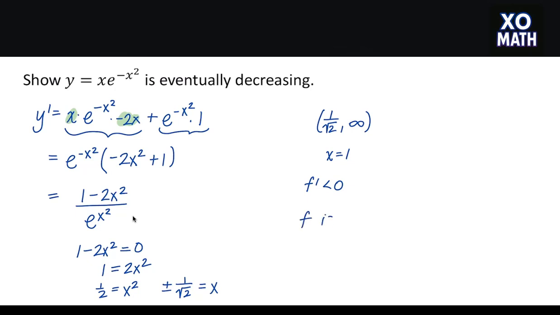So f is decreasing eventually. So from 1 over radical 2 to infinity. And so we can write x in that interval, or x values greater than 1 over rad 2. Of course, that's rad 2 over 2 if you want to rationalize. But we have shown using derivatives that eventually f is decreasing.